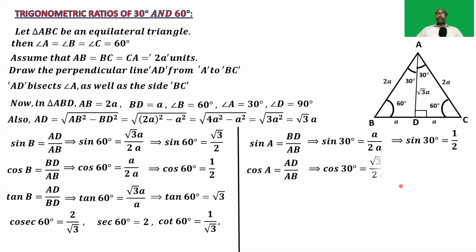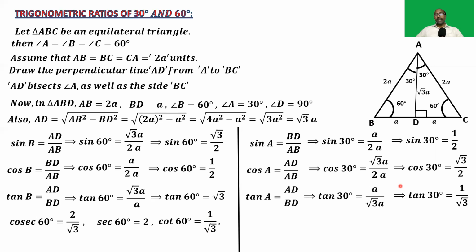Similarly, cos A is equal to AD by AB. That is cos 30 equal to root 3 into A by 2A, which is equal to root 3 by 2. And also tan 30 degrees is equal to 1 by root 3. And the multiplicative inverses of sine 30, cos 30 and tan 30 degrees are respectively cosec 30 degrees equal to 2, sec 30 degrees equal to 2 by root 3 and cot 30 degrees equal to root 3. So students, here are the values of trigonometric ratios for the specific angles 30 degrees and 60 degrees.